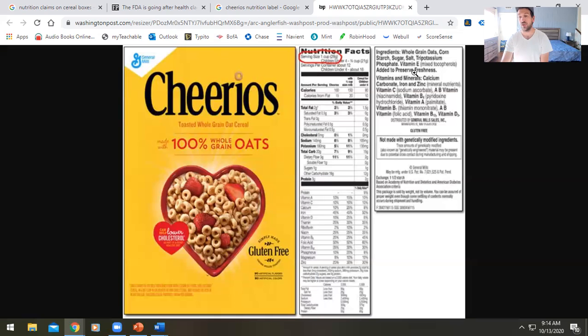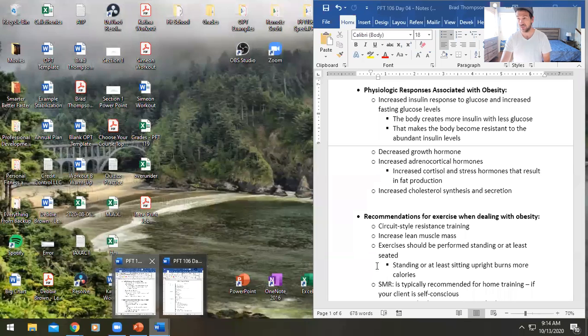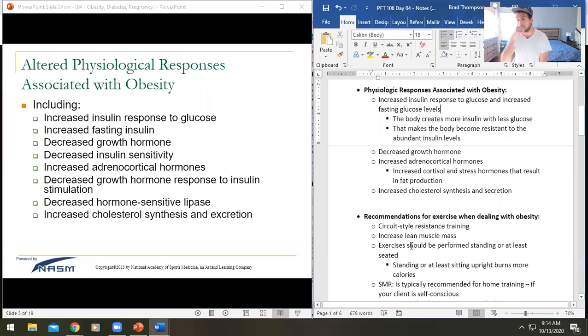When you see something like tripotassium phosphate, that might freak you out. Or when we see salt, that freaks people out because people think salt is bad for you, and salt in high levels is bad for you, 100%. But sodium is a totally normal ingredient that is essential to our life. We cannot survive without sodium. It is a 100% essential mineral.